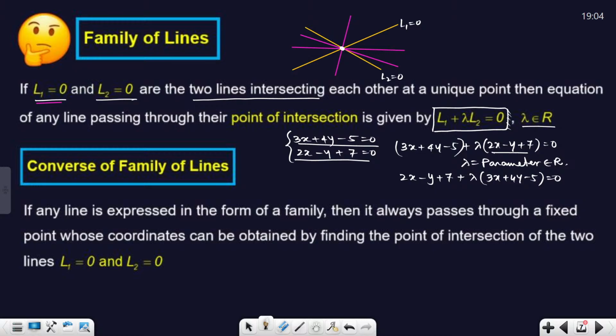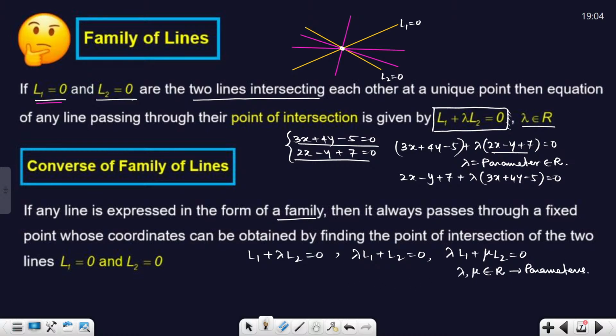Now, what is the converse of family of lines? It says that if a line is expressed in the form of a family, suppose we have L1 plus lambda times L2 equals 0, or we can write it this way, lambda L1 plus L2 equals 0, or in this way, lambda times L1 plus mu times L2 equals 0. Again, here lambda and mu belong to any real value, and they are the parameters.